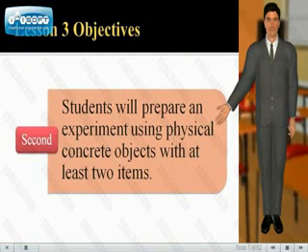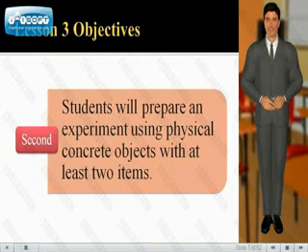In the second objective, you will prepare an experiment using physical concrete objects with at least 2 items, which means it has to be a physical object like dice, cards, a spinner, and you must be able to have at least 2 choices within the experiment.